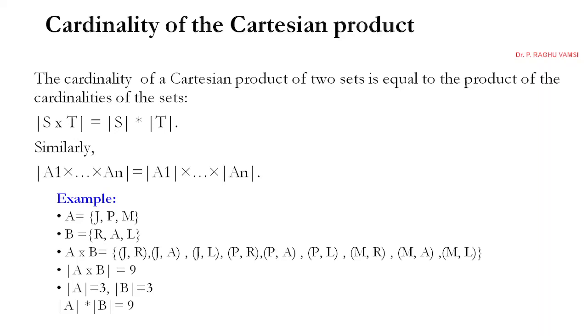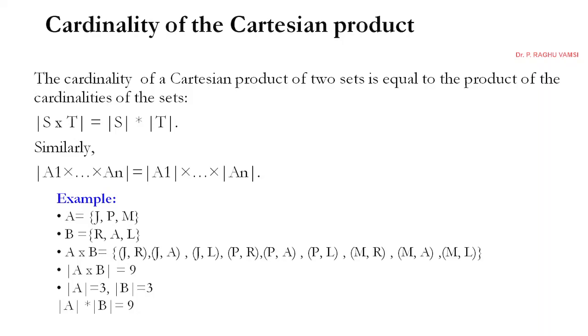For example, if you consider two sets, the cardinality of set A is 5 and the cardinality of set B is 4, then the cardinality of the Cartesian product of A and B is 20. Right? Similarly, the cardinality of A1 cross A2 cross A3 and so on up to An is equal to the cardinality of A1 into the cardinality of A2 into the cardinality of A3, and so on, up to the cardinality of An.